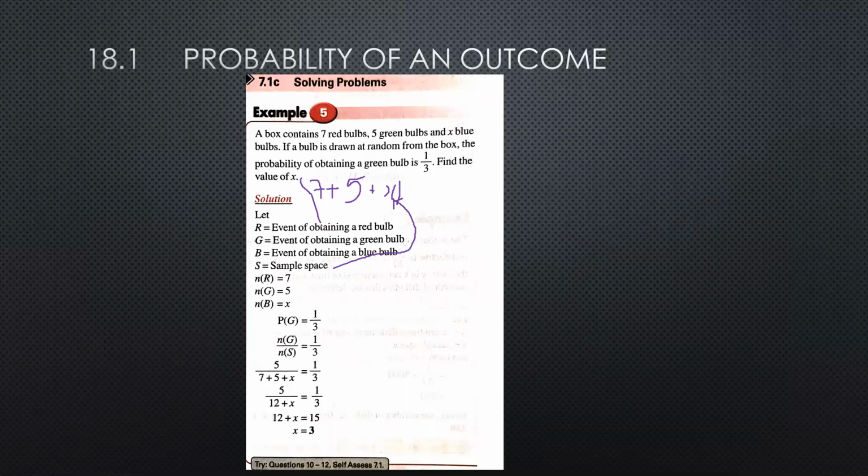Our probability of green bulb is 1/3. So probability of green bulb is number of green bulb over number of sample space, equals 1/3. Number of green bulb is 5. Sample space is 7 plus 5 plus X, equals 1/3. Then you cross multiply. So 12 plus X times 1, still 12 plus X. 5 times 3 equals 15. So X equals 15 minus 12, it becomes X equals 3.